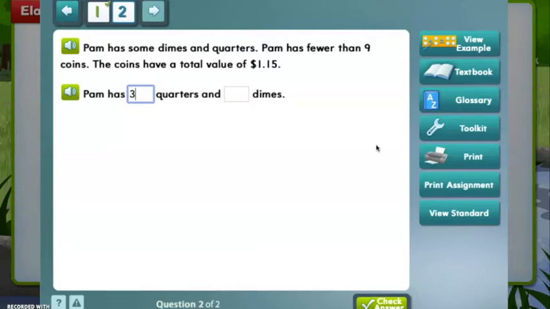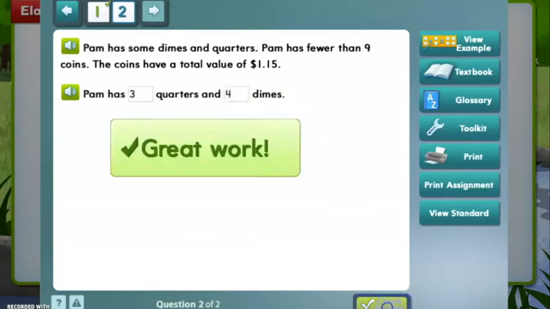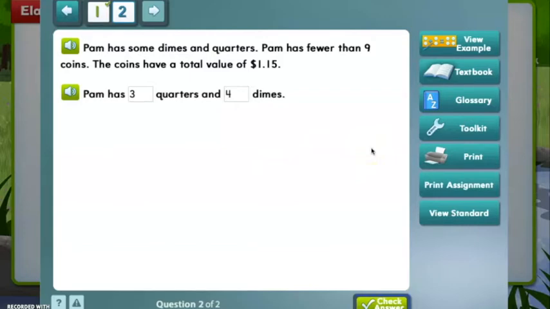So we have 75 cents. If we add another dime, it would be 85 cents, 95 cents, $1.05, $1.15. So to get there, we used 4 dimes. So 3 quarters and 4 dimes would make $1.15. Great work!